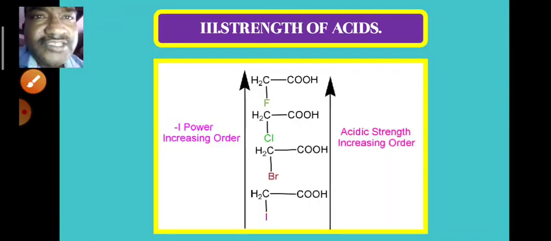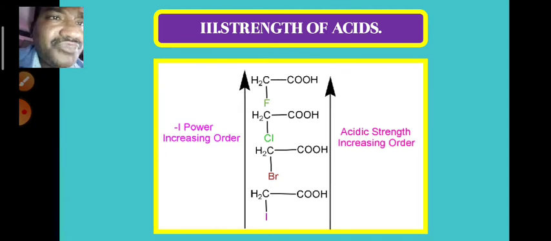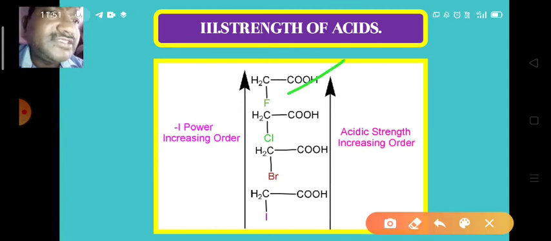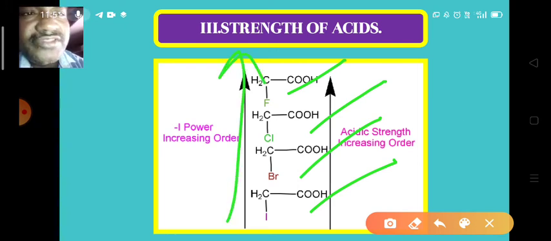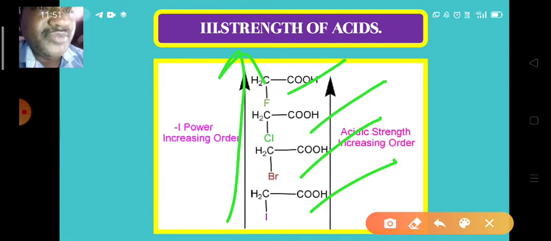Now we go for the second example for the strength of the acids. Look here, this is fluoroacetic acid, chloroacetic acid, bromoacetic acid, and iodoacetic acid. We know very well that fluorine is a more electronegative atom than chlorine, bromine, and iodine, and electronegativity is increasing from iodine to fluorine. That means minus I power is increasing from iodine to fluorine. So as a result, fluoroacetic acid becomes the strongest acid among the chloro, bromo, and iodoacetic acids.